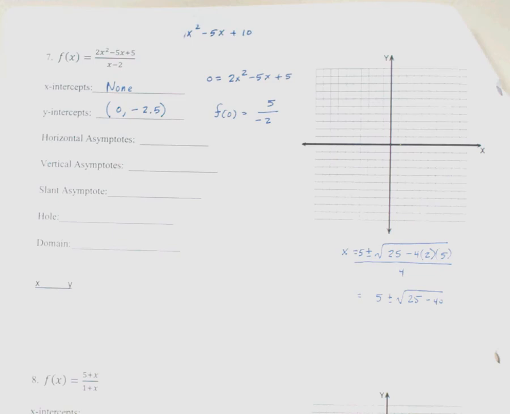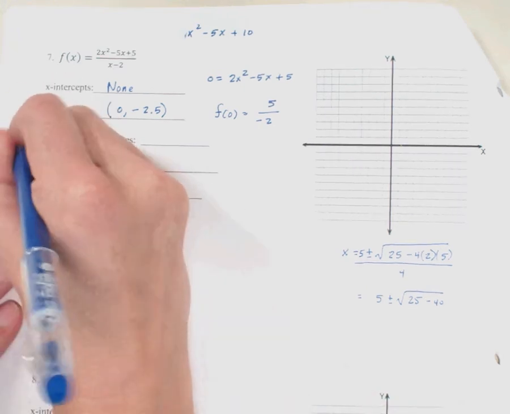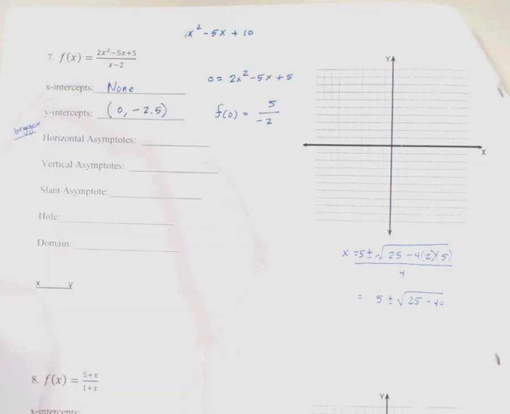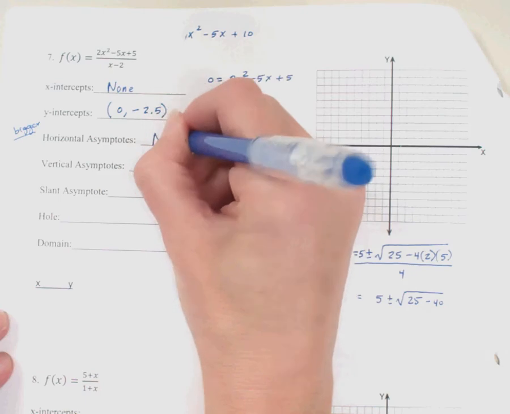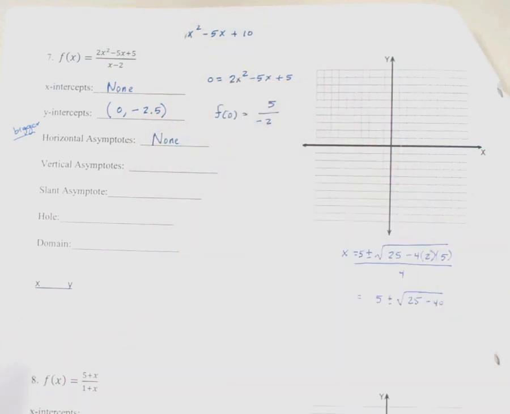Next, I'm looking for a horizontal asymptote. The degree of the numerator is 2. The degree of the denominator is 1. So the degree of the numerator is bigger, and therefore there are no horizontal asymptotes. Now, since there are no horizontal asymptotes, we need to check to see if there is a slant asymptote. If the degree of the numerator is exactly 1 greater than the degree of the denominator, then we have a slant asymptote. And that actually occurs in this case.